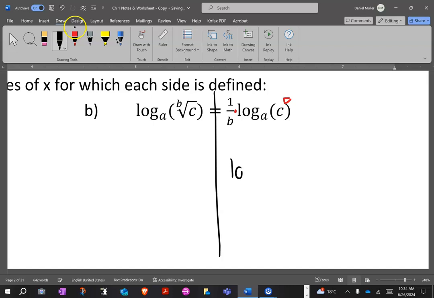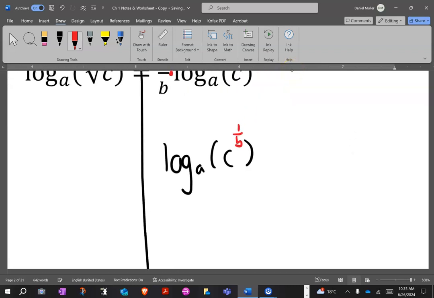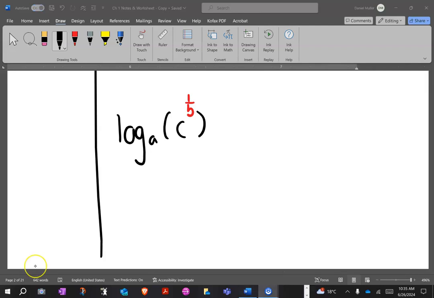I'm going to have log base a of c, and this is going to come up and become the exponent. So the exponent is 1 over b. So I think that's called some power rule or something. I can't remember. And so now we have the idea of changing things from radical form to exponent form. So we do this a lot in math 10 and 11.